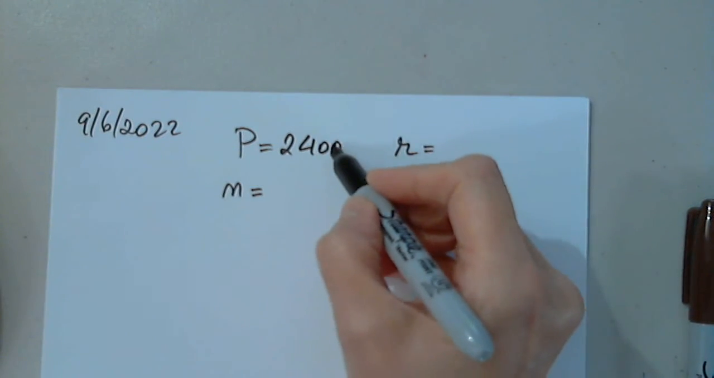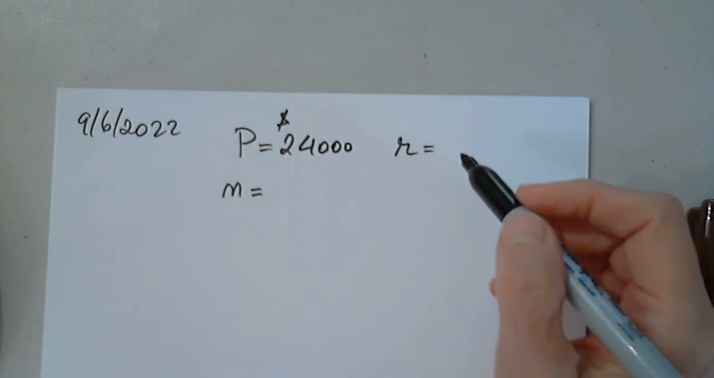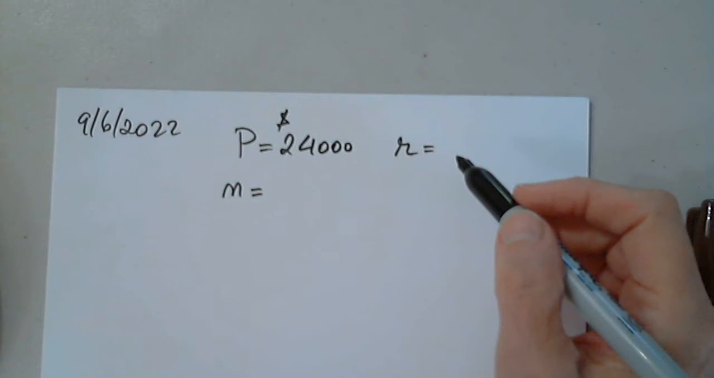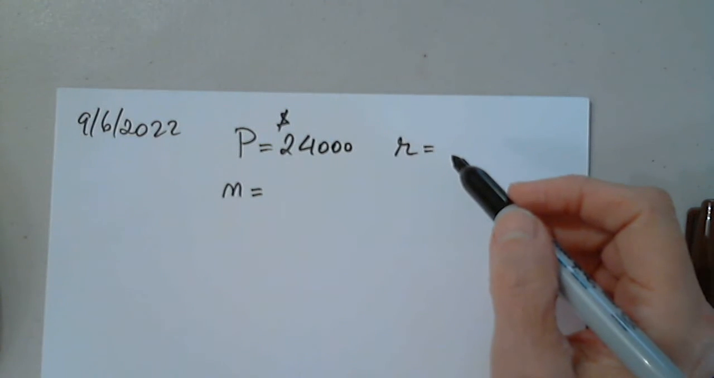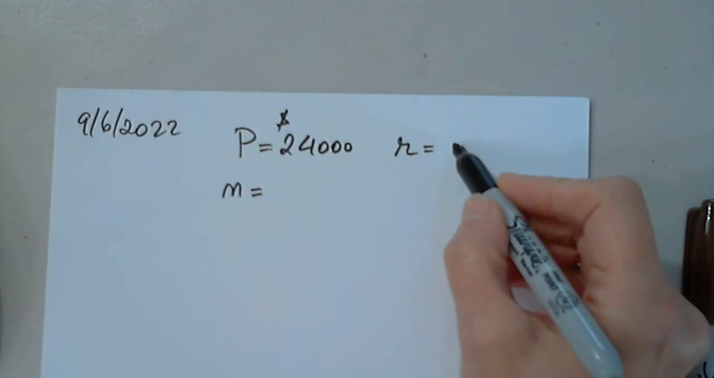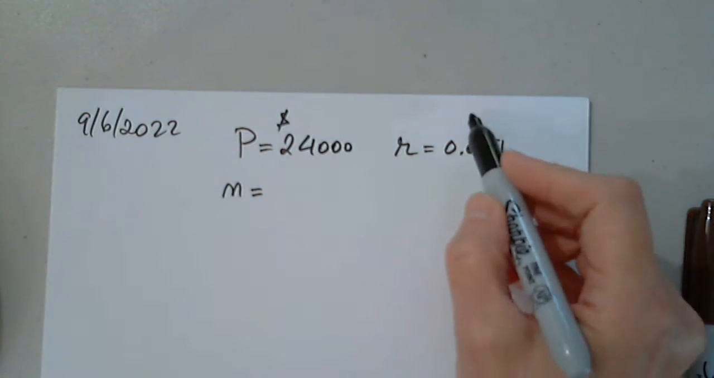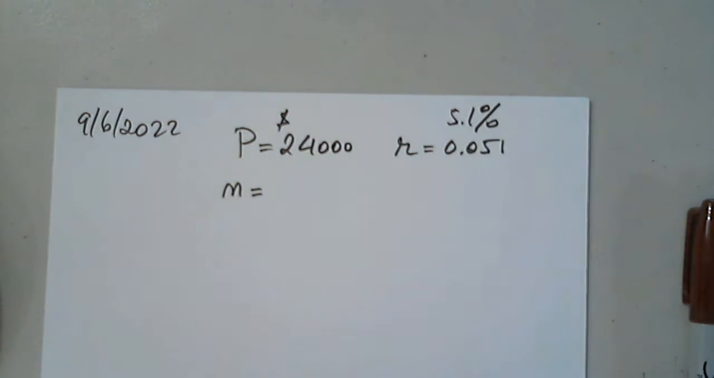24,000 for the principal, very good. The interest, the annual interest rate? 5.1. 0.051. So please remember, indeed, 5.1. That's fine, 5.1%, but it has to be used, converted into decimal numbers.